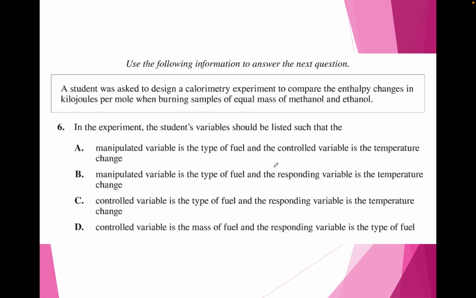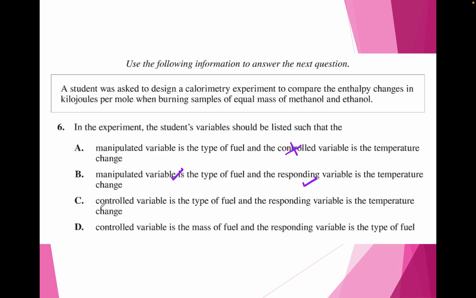temperature change. When you're taking a look at this, your manipulated variable would be the type of fuel because that is what's changing, but your controlled would not be temperature because that is what you're measuring. So that would be a responding. Again, manipulated is type of fuel, responding is the temperature.